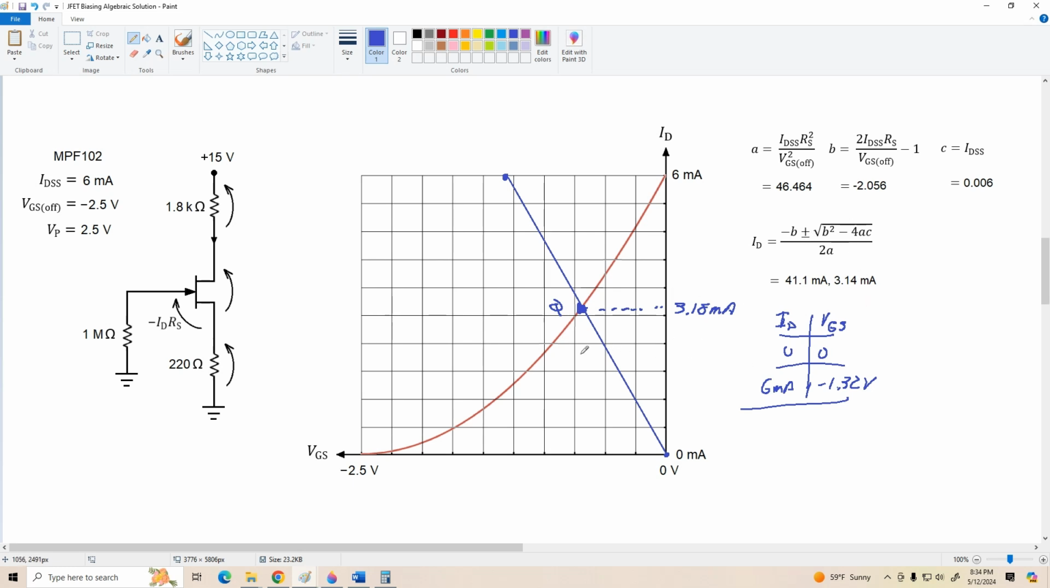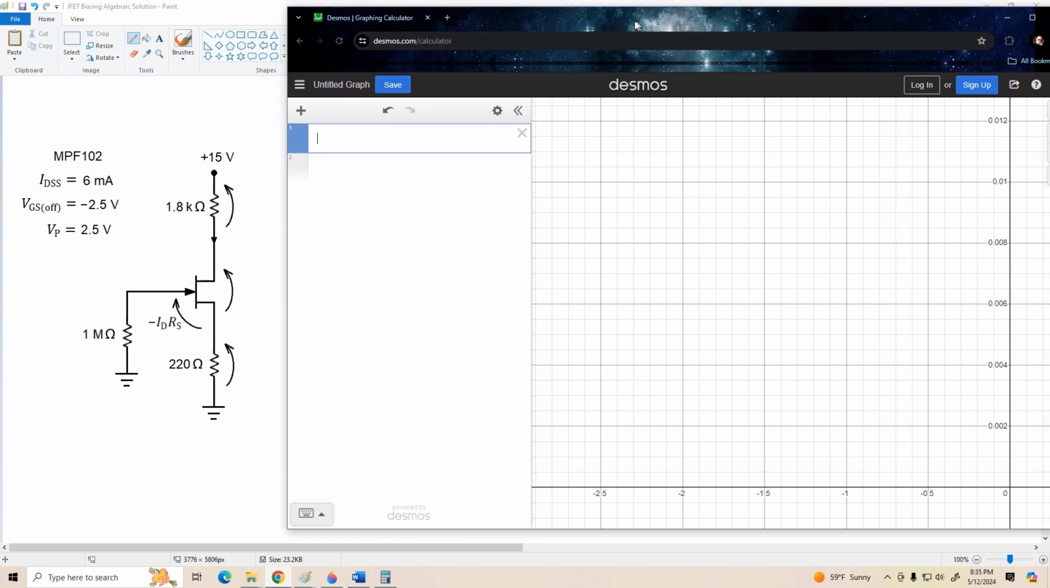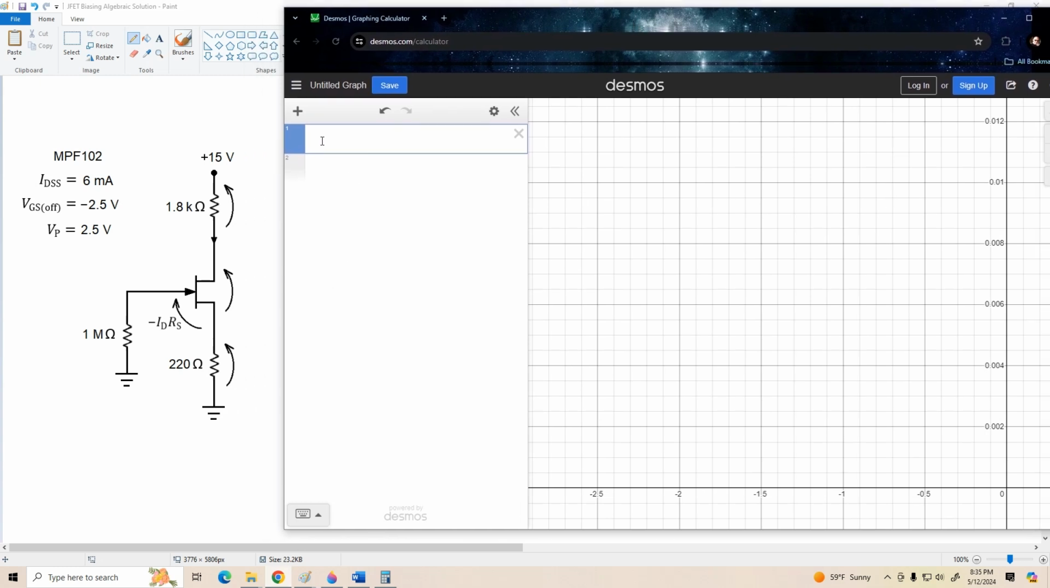Now, before we move on, I just want to take a look at this in Desmos again for a second, okay? So if we call it up, I'm going to enter my transconductance equation here. Okay, so that's IDSS, which is 0.006 times 1 minus x divided by negative 2.5, and we're going to square that, and here's our transconductance parabola.